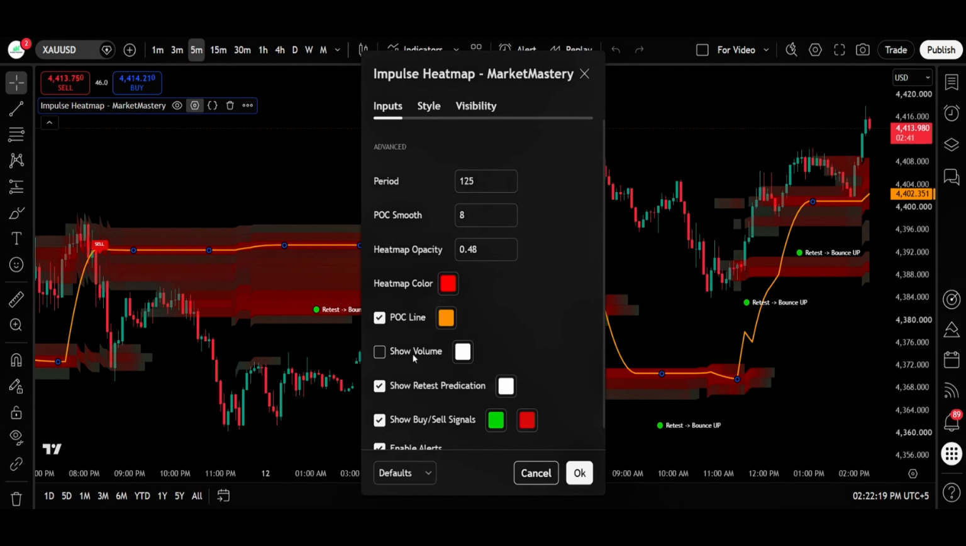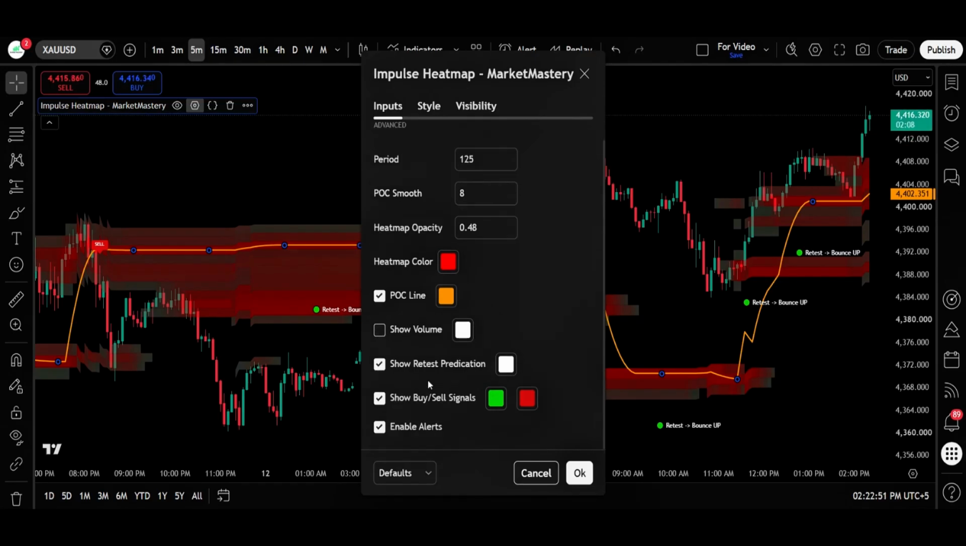Another feature here is show volume. When you enable this, you can see how much volume has accumulated in that specific area. By enabling this, you can identify which areas are stronger than others. You can turn this on, but by default, we have disabled it. Enabling too many visuals can make the chart very noisy, which is why it remains off by default.